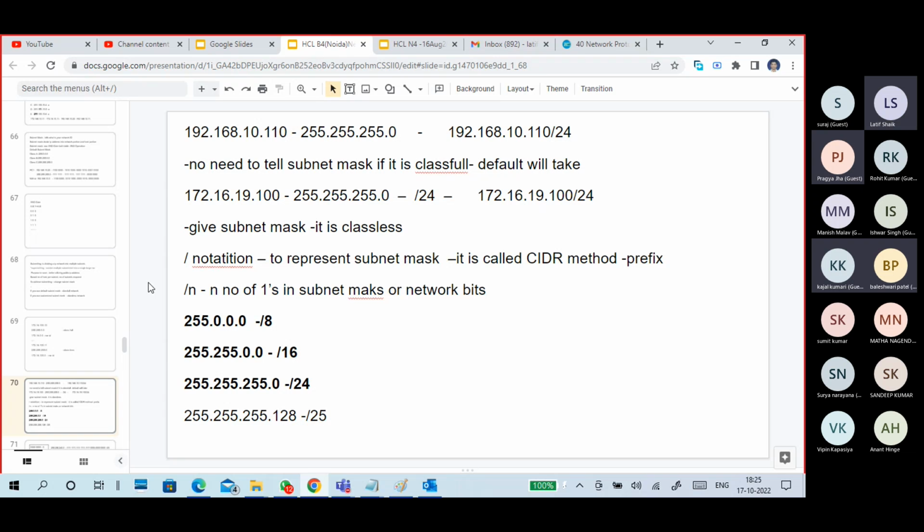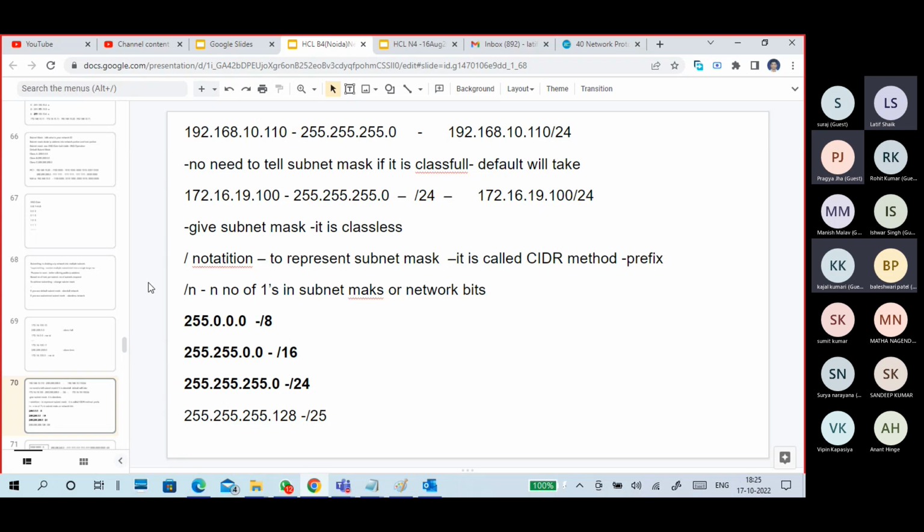255.0.0.0, for example. In that one, 255 is an 8-bit number, so we have 8 ones. So that's a /8. In 255.255, there are 16 ones, so /16. 255.255.255 is /24. So instead of writing a complete subnet mask, you can write it in the slash notation like that, /24.